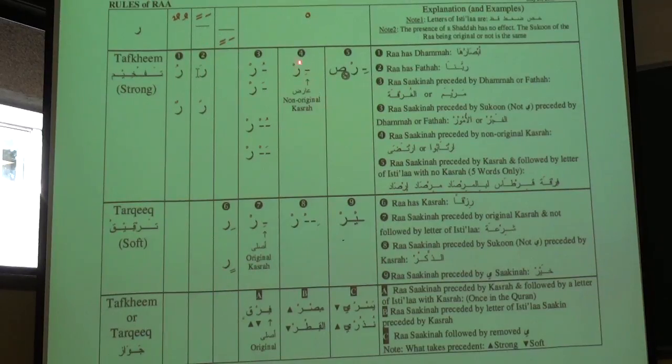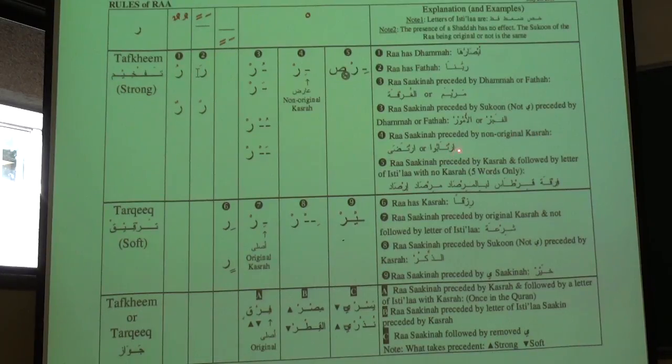Number 4, we have the case of the ra having a sukoon and before it a kasra, a non-original kasra. We said that the ra, whether the ra has a shadda or not, it doesn't make a difference. Whether the sukoon on the ra is original or not, it doesn't make a difference. But here, the kasra that's before the ra, it makes a difference if it's original or not. So in this case, we have a non-original kasra. And the example here, so it is a ra sakina preceded by a non-original kasra.